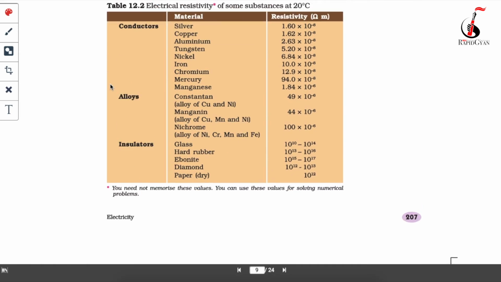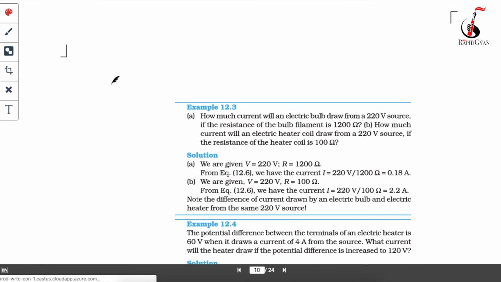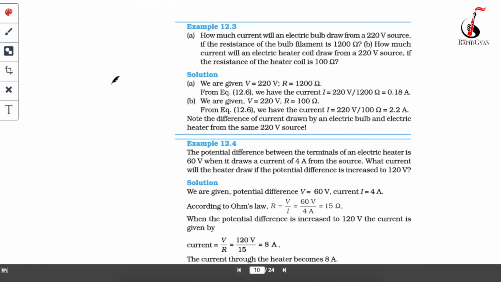Okay, guys. Now it's the best part, to solve the questions. These questions are based on Ohm's law and this resistivity. So let's start solving this question.